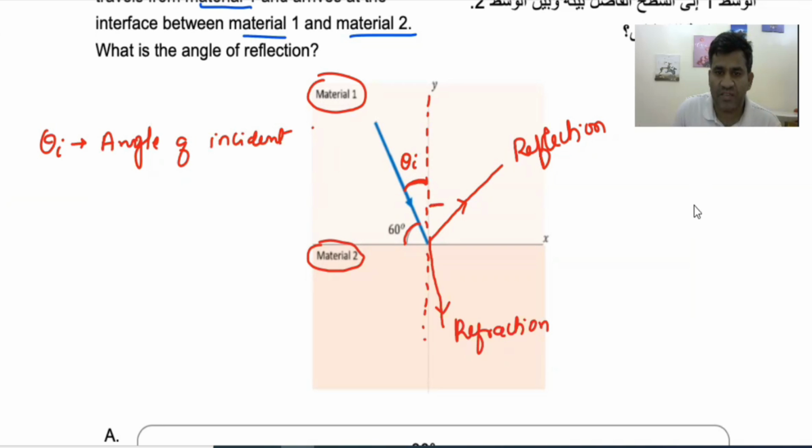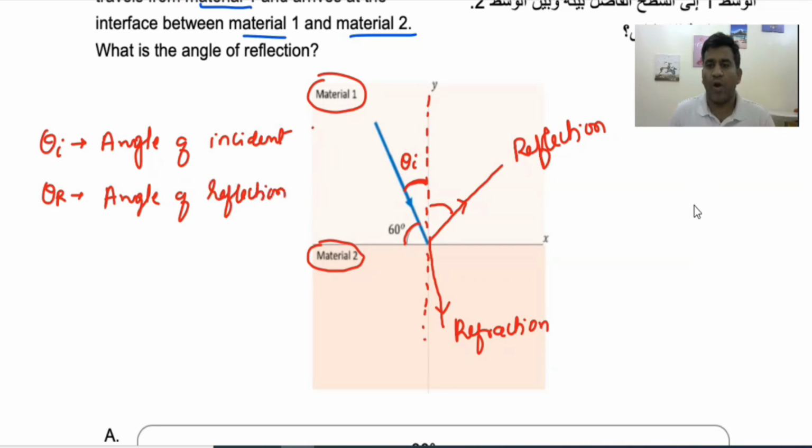And what is the angle of reflection? The angle of reflection is the angle made between the normal and the reflected light. We usually represent that as theta r. This is the angle of reflection. And how are the angle of incidence and the angle of reflection related? Whenever a light ray hits the boundary and bounces back, remember, the angle of incidence is the same as the angle of reflection. These two angles will remain the same. The angle of refraction will be different, but the incident angle and the reflected angle will be the same.